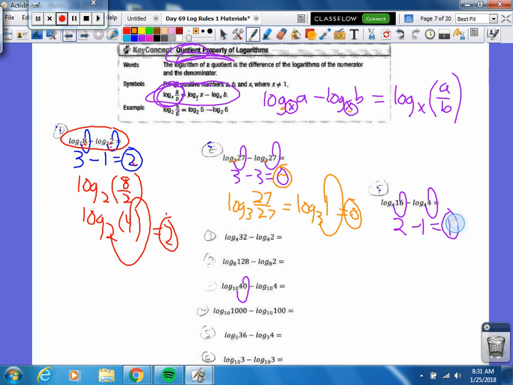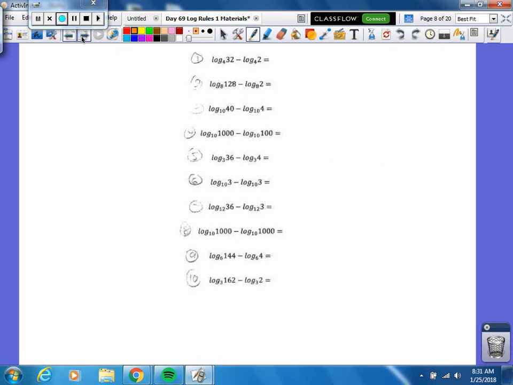Okay, so last one. We got 1 for the answer. Let's see if we get 1 using the quotient property. Same base, 4 and 4, got it. Log base 4 of 16 divided by 4. So what is that going to be? Log base 4 of 4. 4 to what power is 4? 1. Yeah. Check it out. Okay, so number 1 is on the bottom right here.